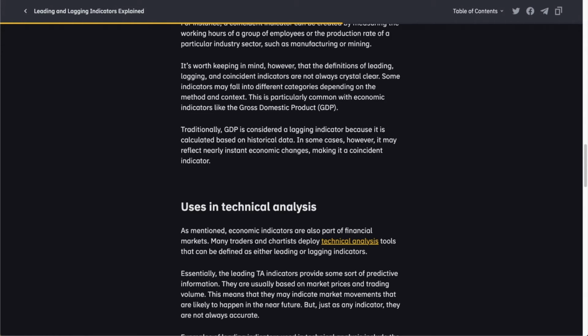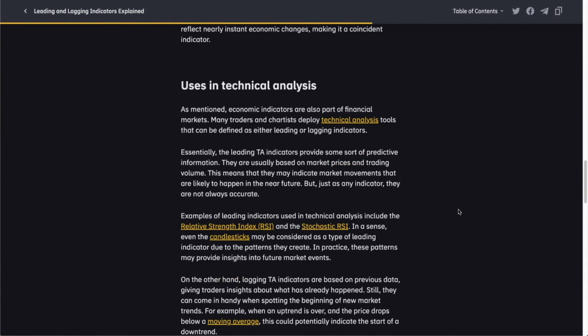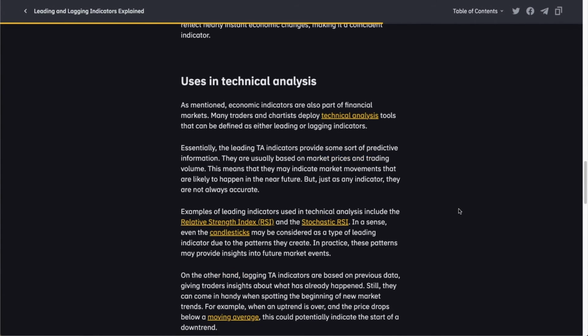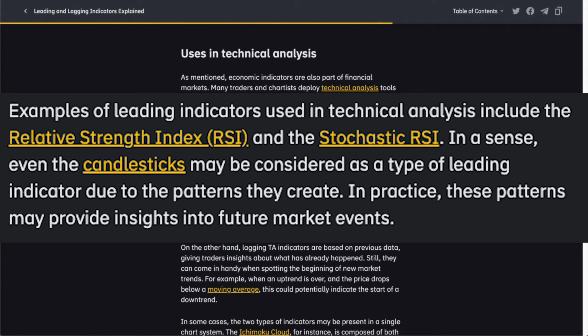Essentially, the leading technical analysis indicators provide some sort of predictive information. They are usually based on market prices and trading volume. This means that they may indicate market movements that are likely to happen in the near future, but just as any indicator, they are not always accurate. Some examples of indicators that are used in technical analysis include the RSI, the Stochastic RSI, and the MACD. In a sense, even candlesticks may be considered as a type of leading indicator due to the patterns that they create. In practice, these patterns may provide insights into future market events.